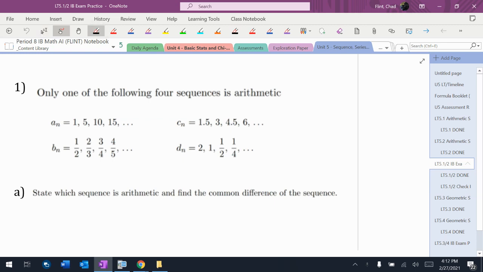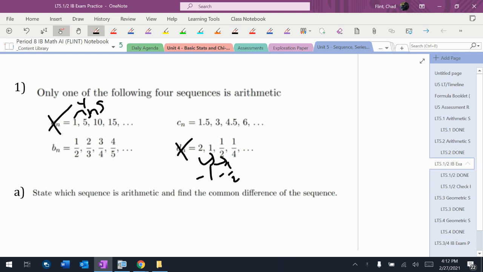All right, so we'll just start subtracting. This one goes up by 4 and then 5, so it's not that one. This one goes down by 1 and then it goes down by a half if you do that subtraction, so it's not that one. All right, so it's between these two.